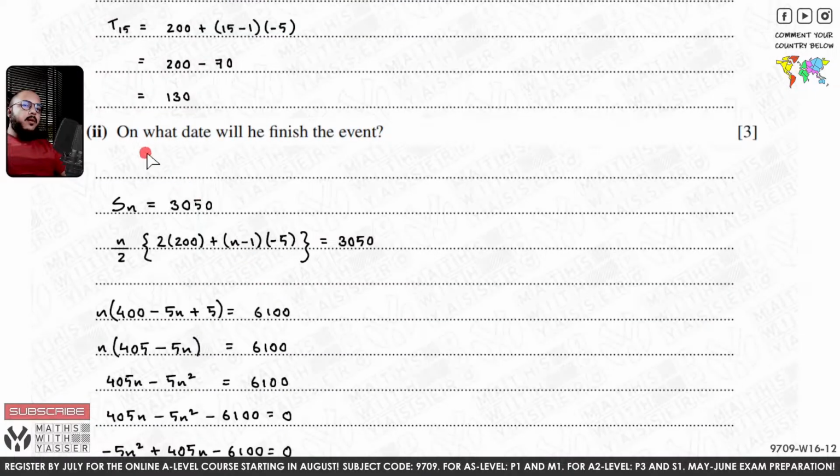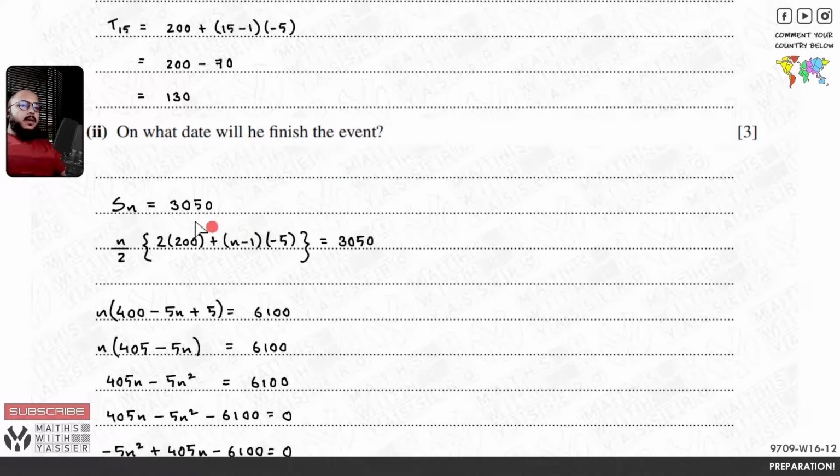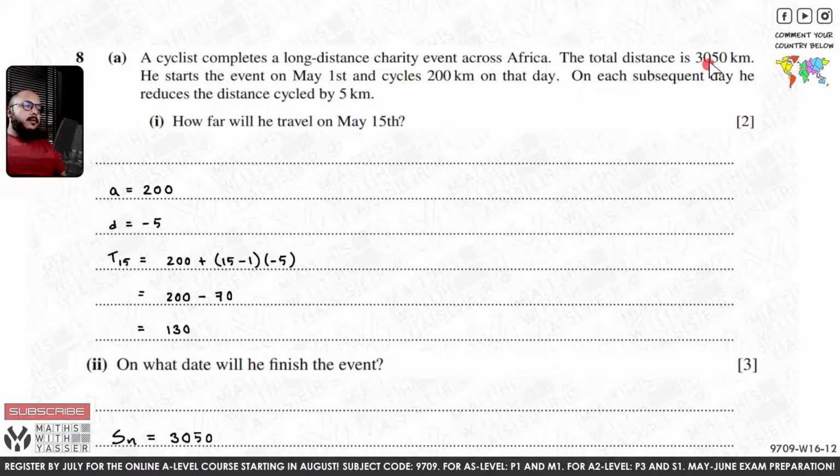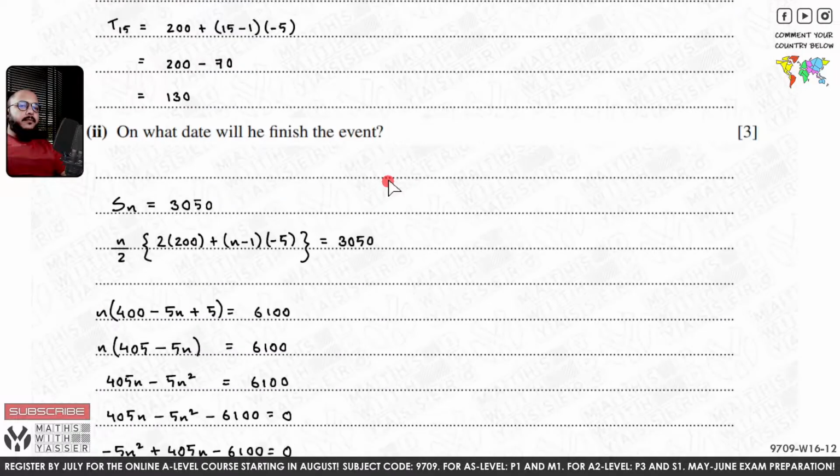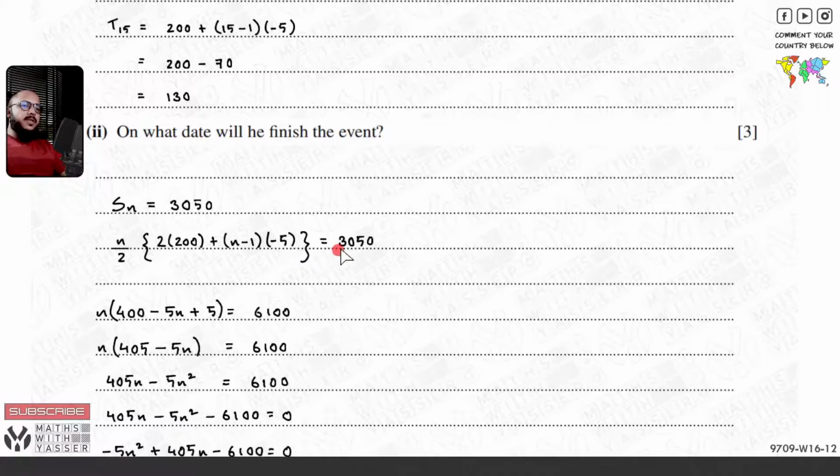Then it says, on what date will he finish the event? The total distance was 3050 kilometers. So we can use the formula n over 2 times (2a plus (n minus 1) times d), which is the formula for the sum of terms of an arithmetic progression. And the total is 3050. So n over 2, where n tells us the number of days it requires, times (2a, which is 200, plus (n minus 1) times negative 5), is 3050.